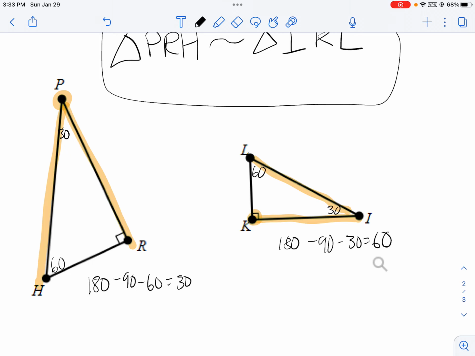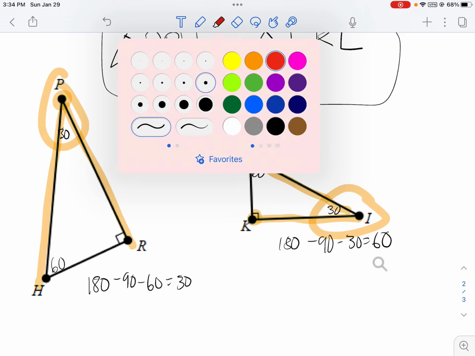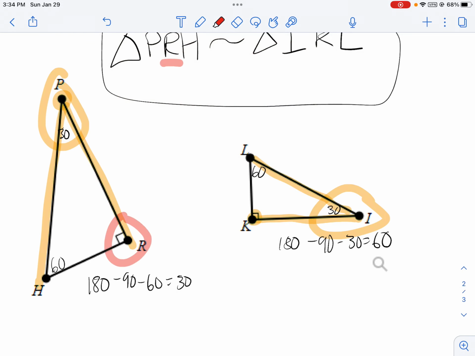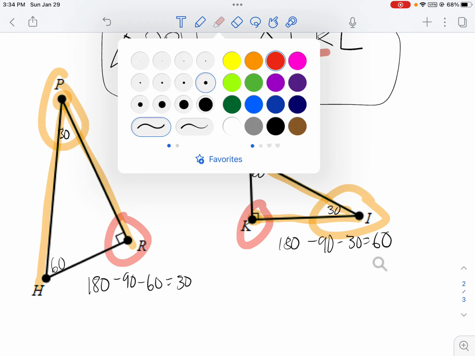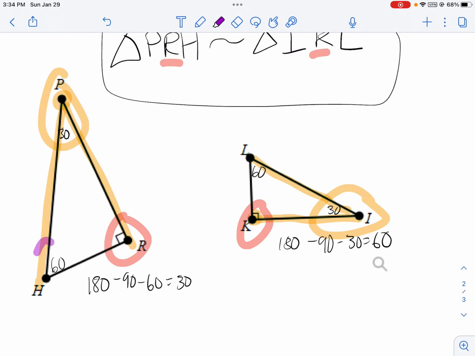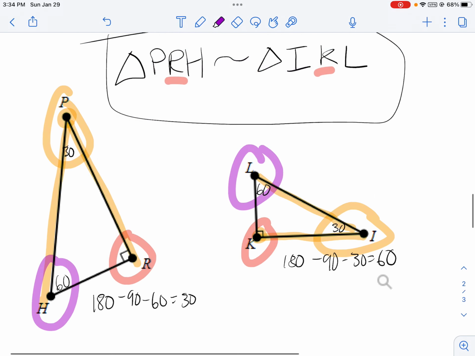As we were probably told, these are similar triangles, so now you know an easier way to get to your angles. If we wanted to start at P, the 30, then we'd want to start at I, the 30. Then if we went to R, the 90, we would go to K, the 90. Then we would end at H, the 60, and then L, the 60.